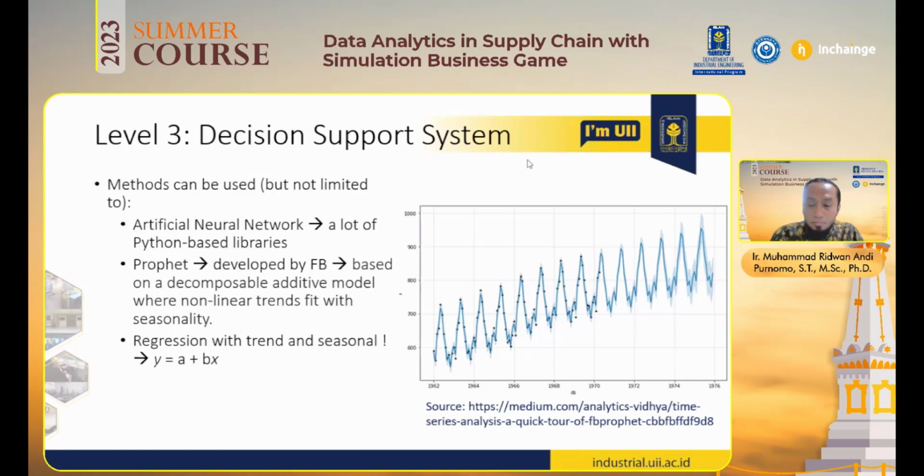Okay. But now we don't want to do programming or coding, so we will use Excel. In Excel, we can use regression, but not only normal regression; we will try to incorporate trend and also seasonal factor. Because we will use regression, we can still implement the standard, very simple formula for regression: y equals a plus bx. As we know, b is the slope and a is the constant.